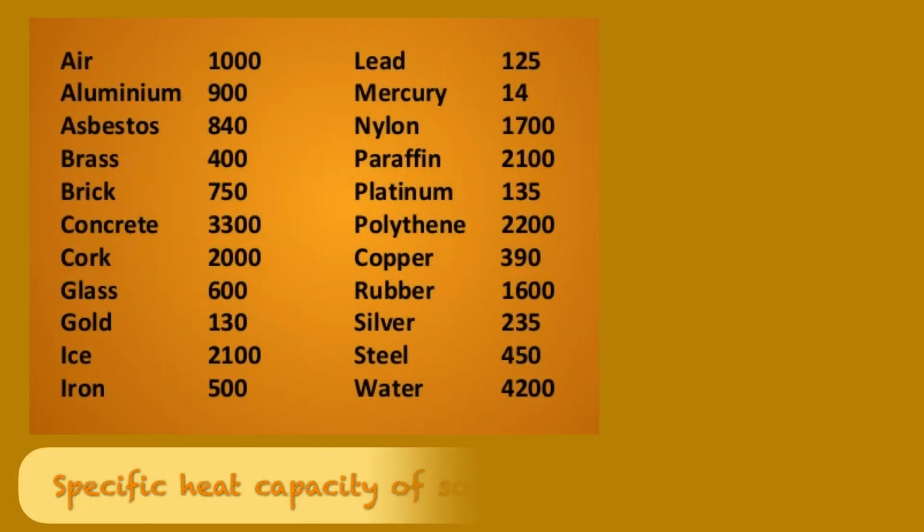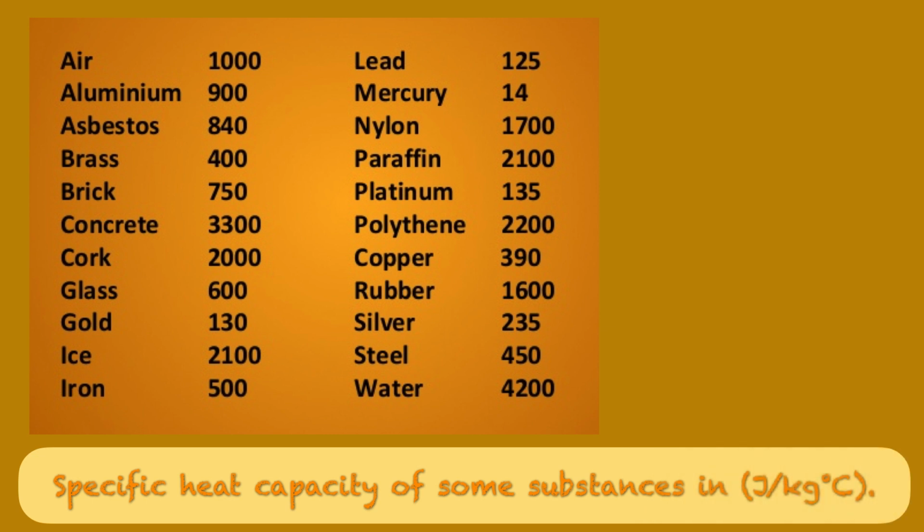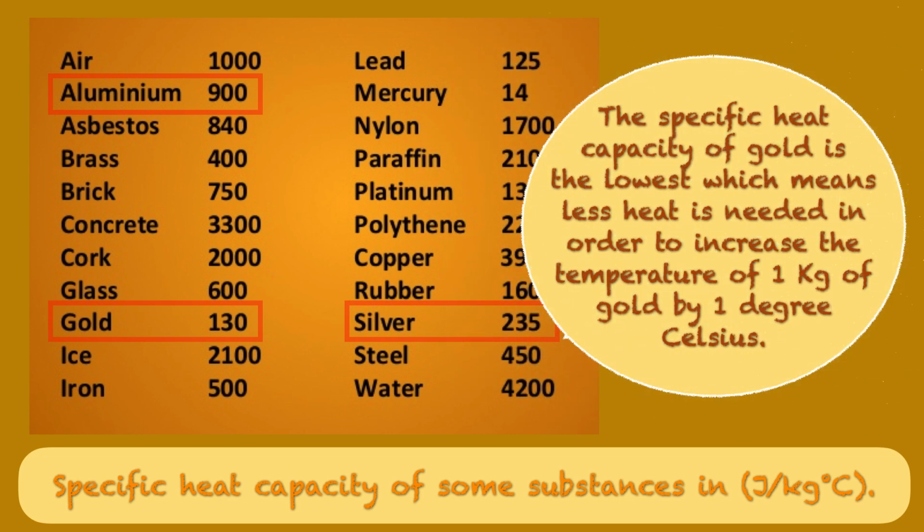This table shows clearly that each material has its own specific heat capacity. If we have 1 kilogram each of aluminum, silver, and gold, which substance needs less heat in order to increase its temperature by 1 degree? The specific heat of gold is the lowest, which means that less heat is needed in order to increase the temperature of 1 kilogram of gold by 1 degree Celsius.